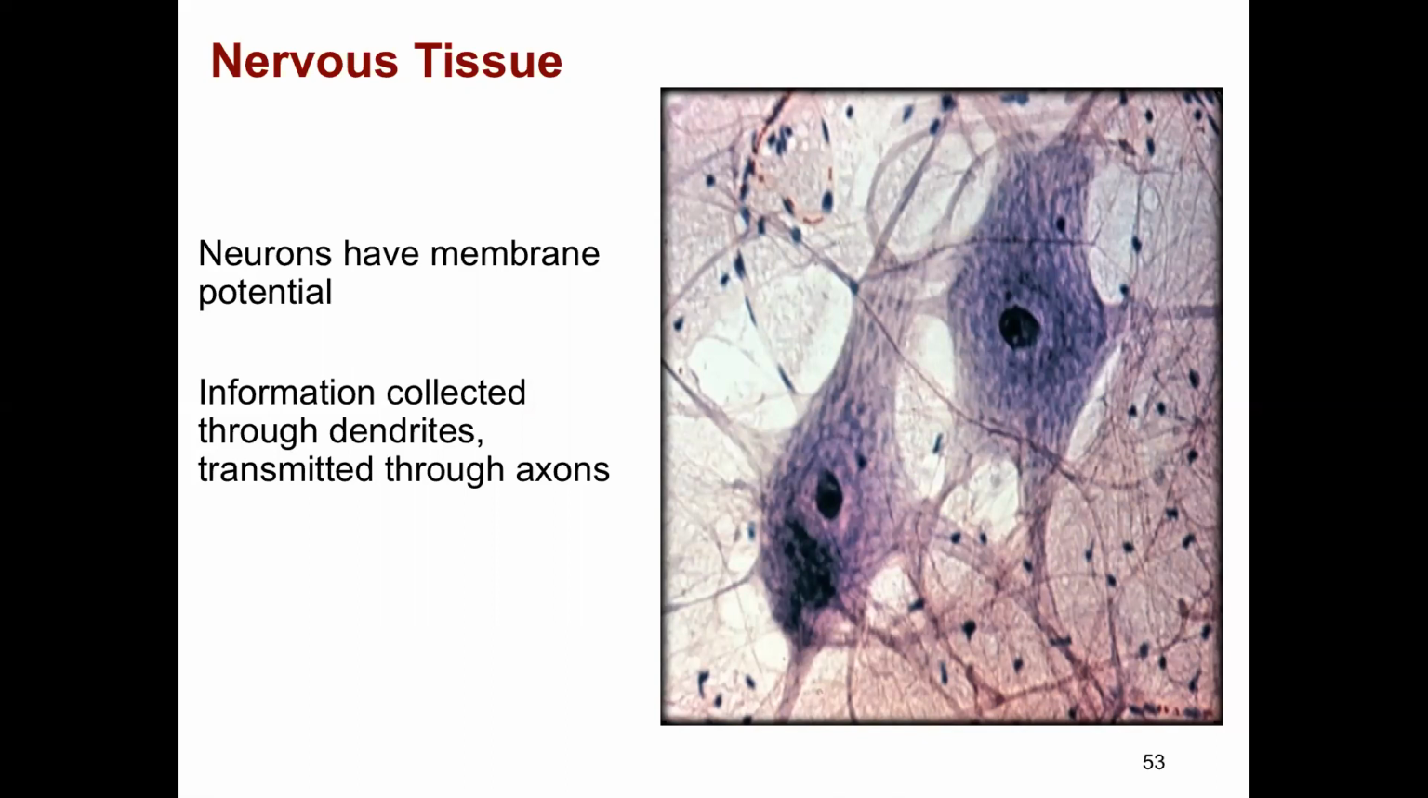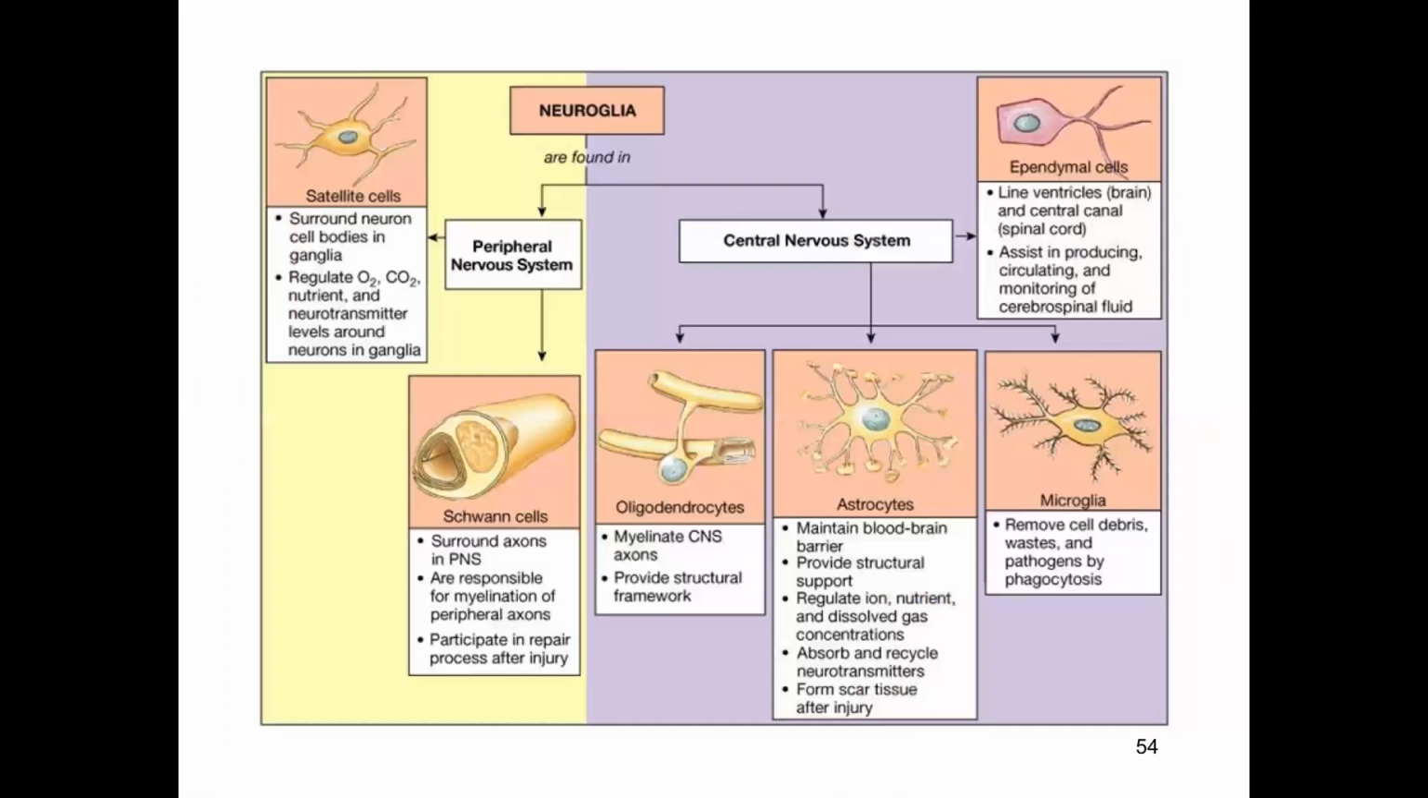Now, the accessory cells, there are going to be different types of neuroglial cells depending on whether you're talking about the central nervous system, which is the brain and spinal cord, or the peripheral nervous system, which is everything else. Okay, so the neuroglia in the central nervous system come in several forms. So we have oligodendrocytes, astrocytes, microglia, and ependymal cells. And they have very specific functions.